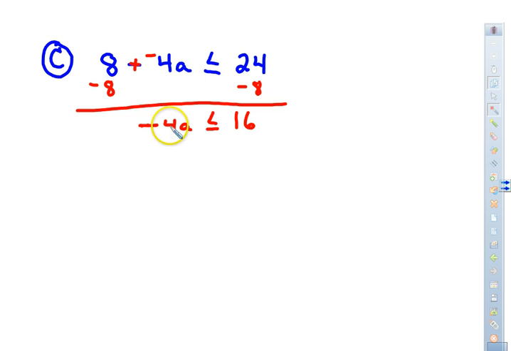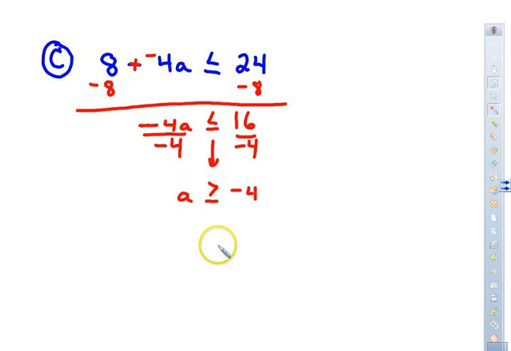So it is a negative 4a, and so we are going to now divide both sides by negative 4, and therefore a we're bringing down, and since we divided by a negative number, this sign has to be reversed. So instead of less than, it is going to be greater than or equal to, and then unlike signs is negative, so we get negative 4 for an answer.